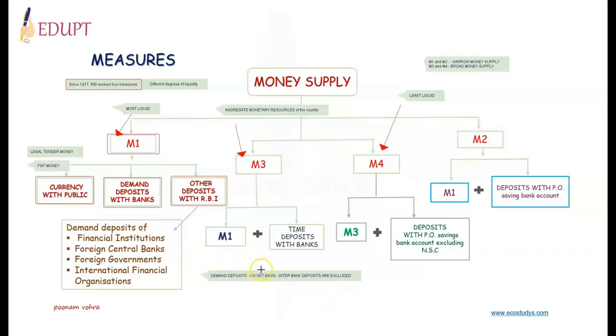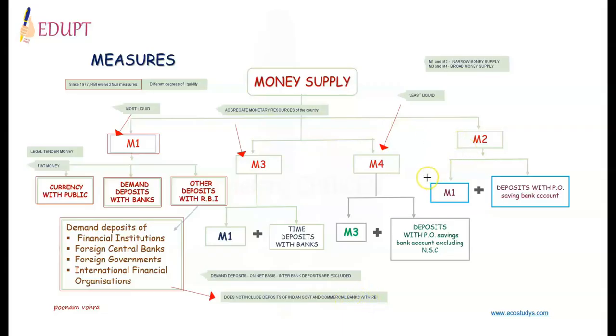So far as other deposits with RBI are concerned, other deposits include deposits held by RBI on behalf of foreign banks, government, public financial institutions, World Bank, IMF, and so on. It does not include deposits of Indian government and commercial banks with RBI.